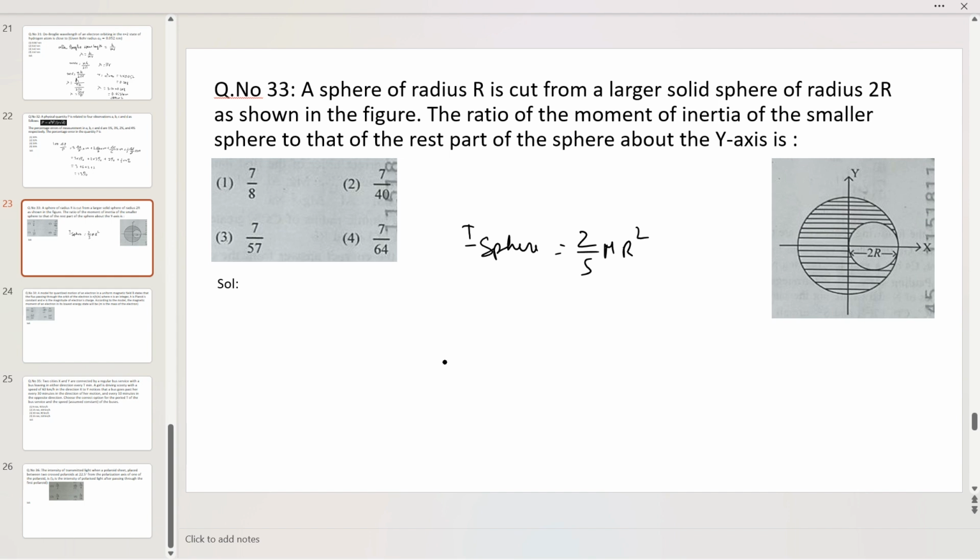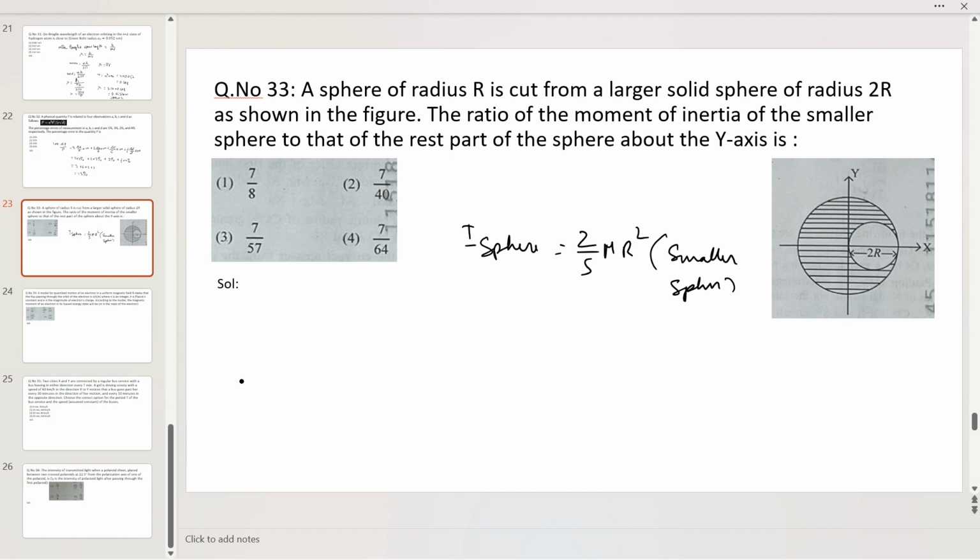Now for the smaller sphere, we are going to find the moment of inertia. It will be 2 by 5 m r square. This is for the smaller sphere, and this moment of inertia is through the center.